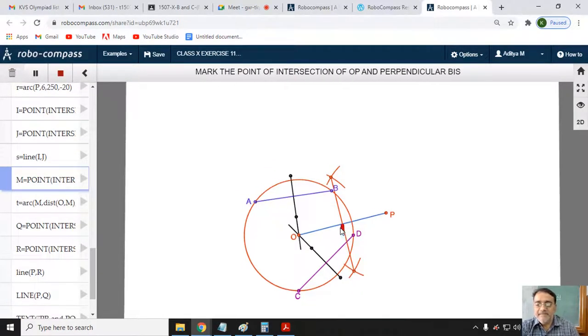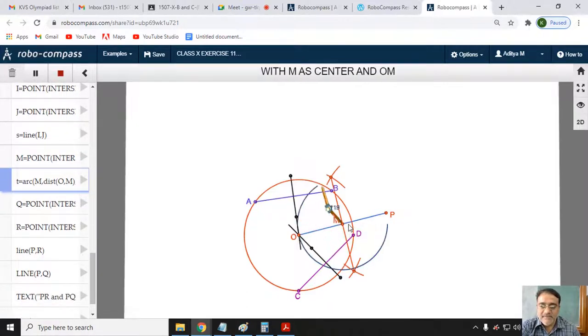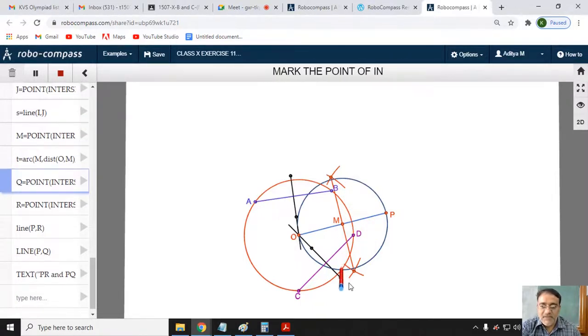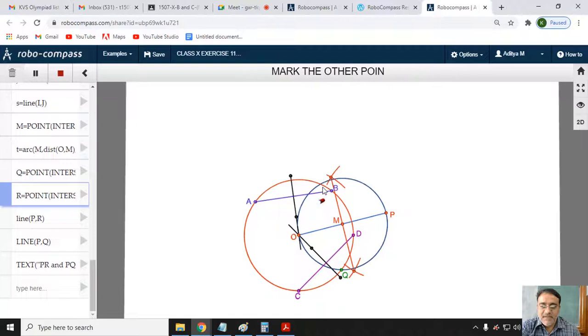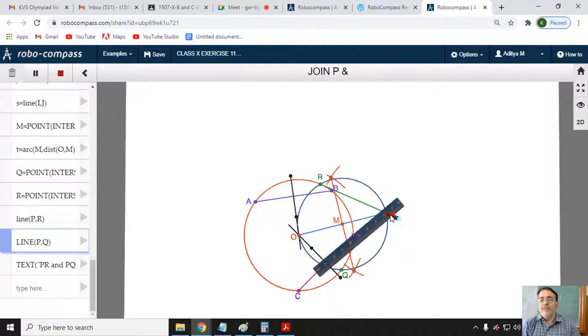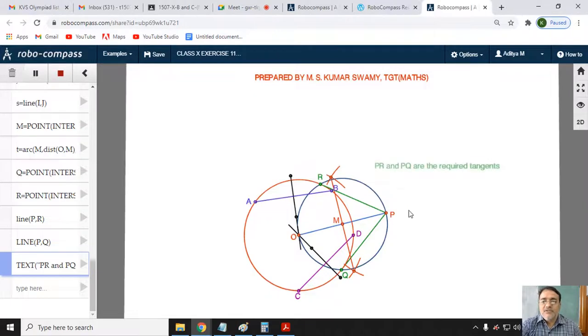Now with center M and OM or PM as radius, we draw one circle, which will intersect the given circle at points Q and R. Now we have to join PQ and PR. Then PR and PQ are the required tangents. So this is the last construction of the exercise. Any doubt in this construction?